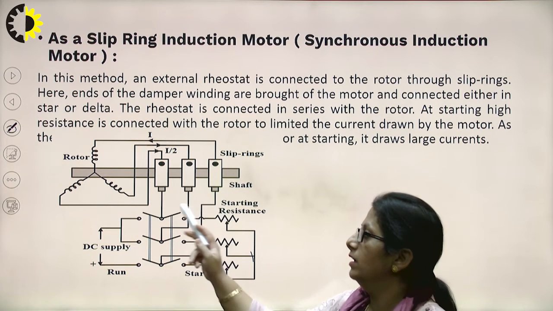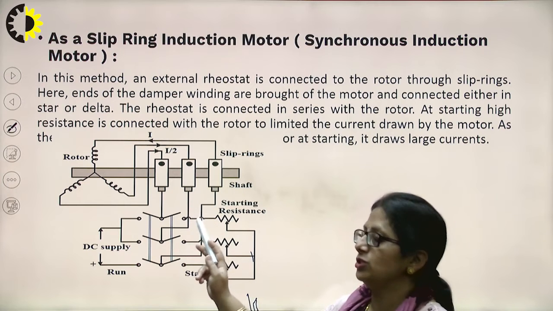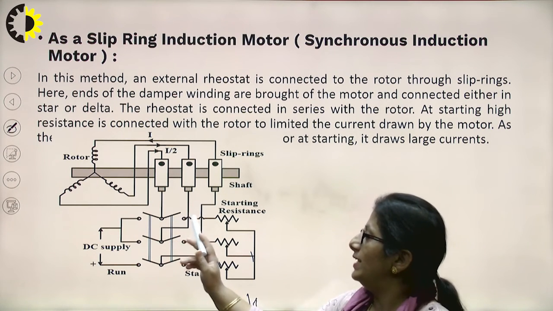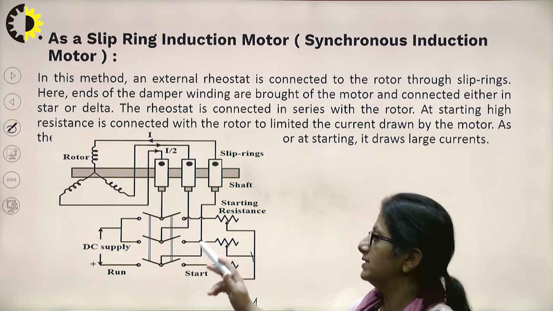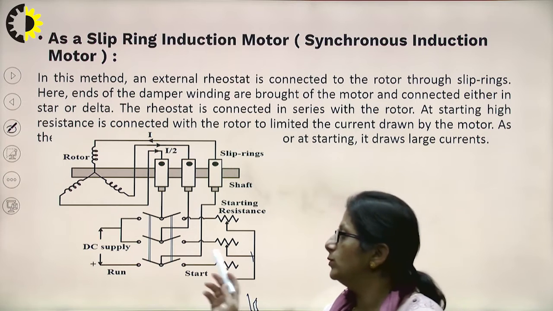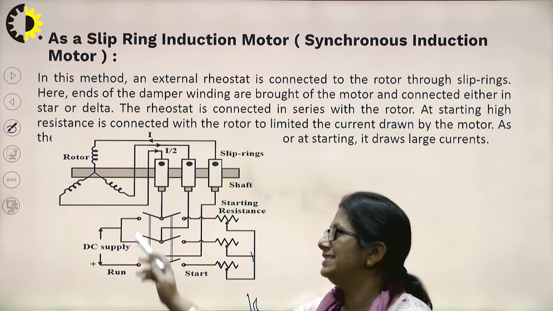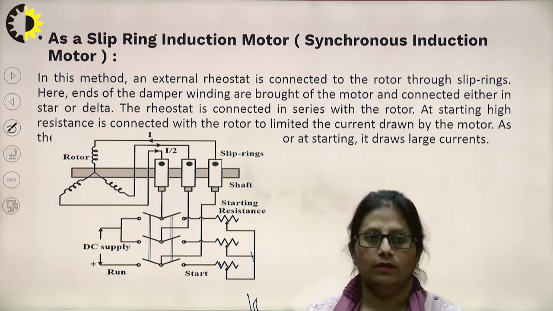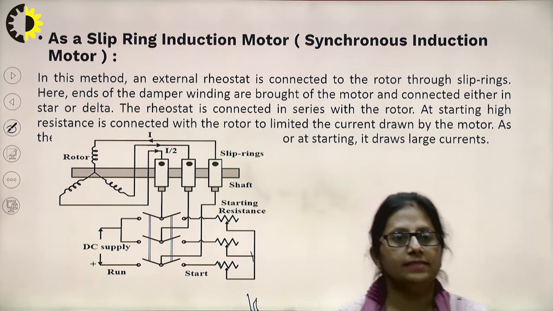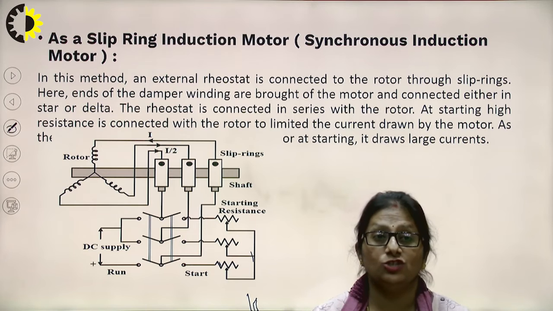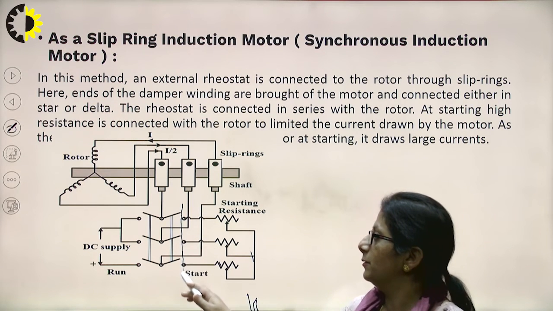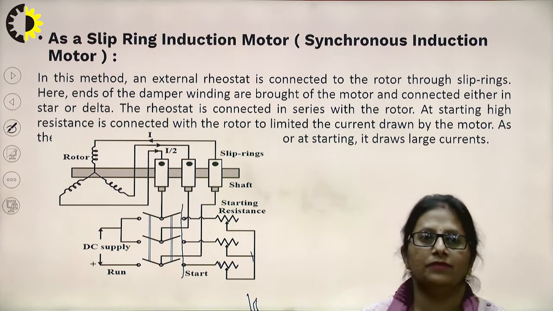brush assembly, and a DPDT switch, dual pole dual throw switch. One side we connect to the starting resistances, as we do in slip ring induction motors, and the other side will be providing the DC supply. The two terminals are short circuited and then given the DC supply. Now what happens at the very initial instant? The contacts will be made towards the starting resistance side.